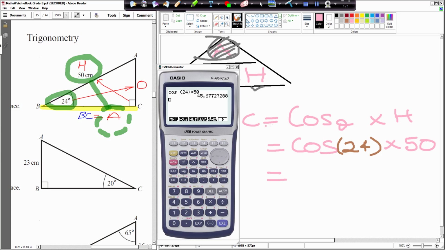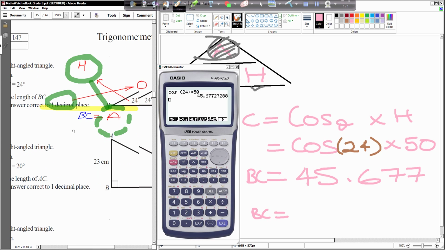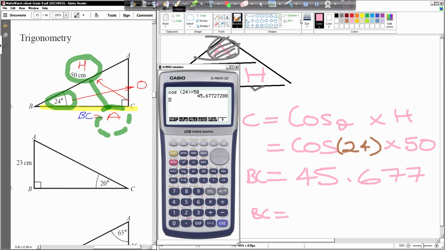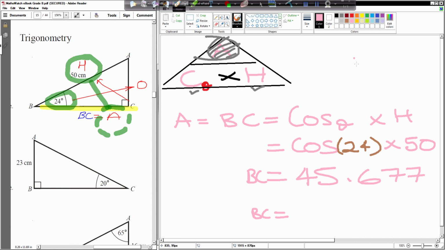That gives us an answer. So the answer on the calculator gives us 45.677 and so on. I've written down those numbers. Now, if you look at this question over here, we have 50 centimeters. I'm just going to quickly check what accuracy they want in the question. Correct to 1 decimal place. Okay, so we need to round to 1 decimal place.